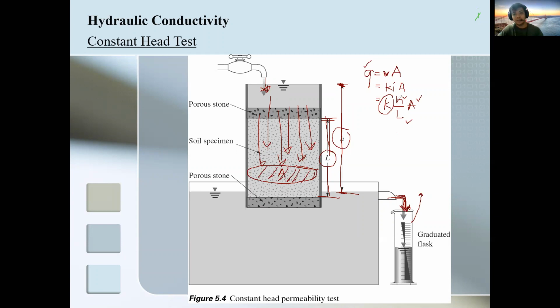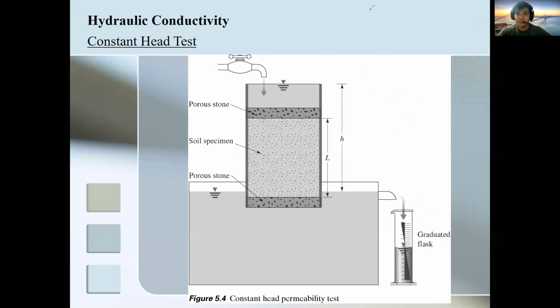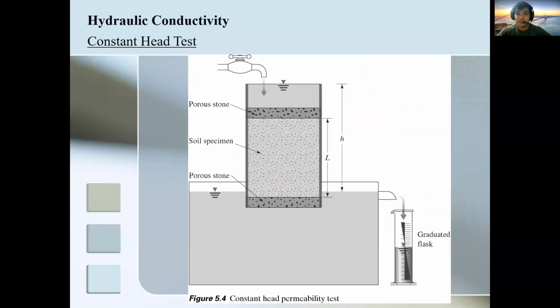So that is how you perform the experiment. It's very easy. You just have to look for sandy soils. You're going to use this experiment for coarse materials. Okay. So questions so far? None? Okay, so let's go on to the next.